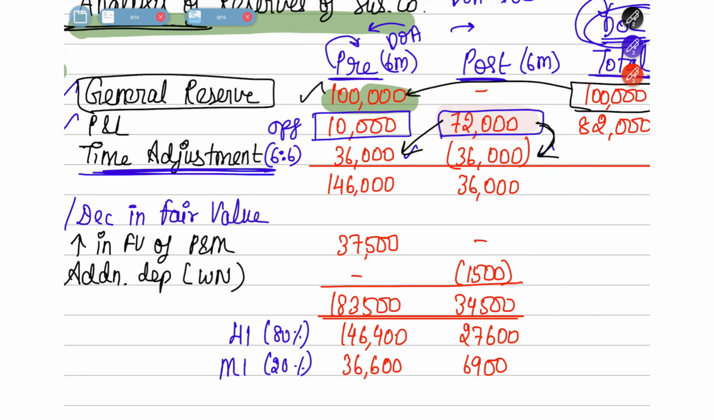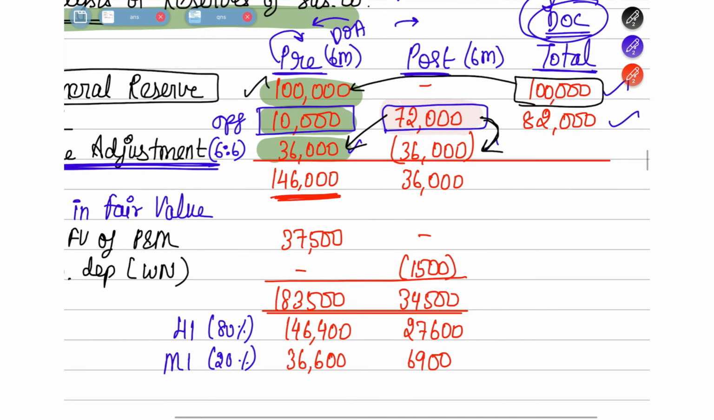The pre-period balance is 1 lakh worth of general reserve, 10,000 worth of P&L account, which is the opening balance, as well as during the year in the pre-period you earned 36,000 worth of profits again. So the total balance that you have right now is 1,46,000 in the pre-period. So your pre-period reserves are 1,46,000.